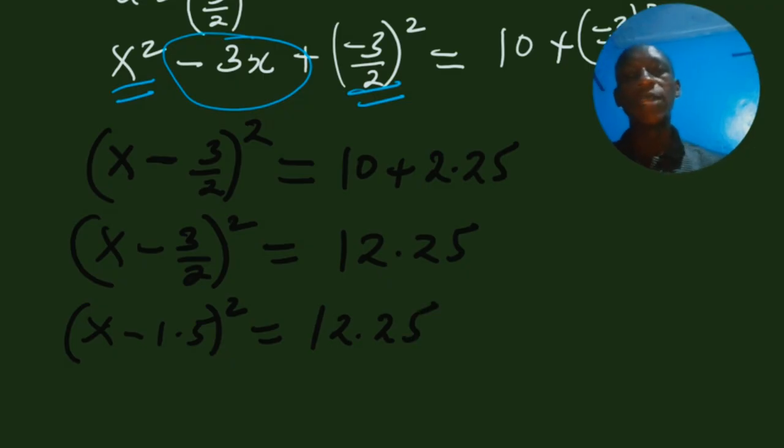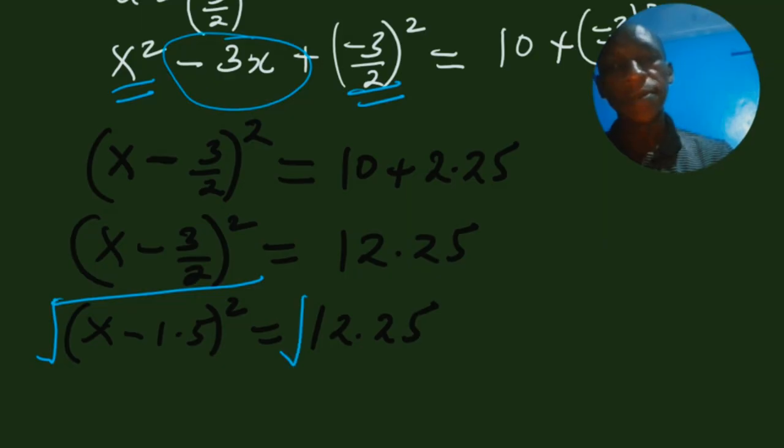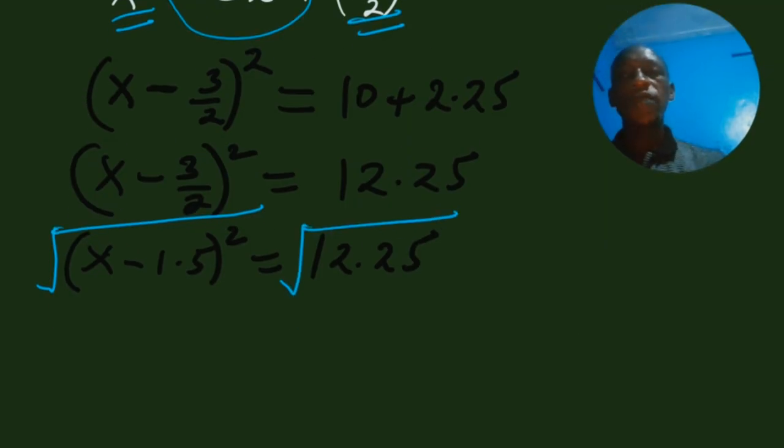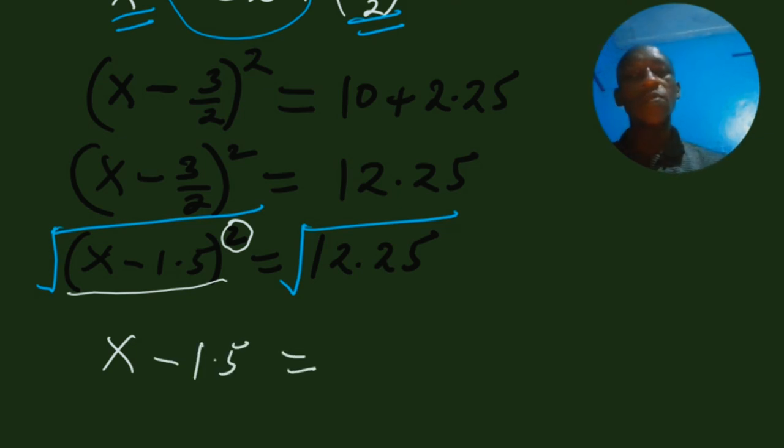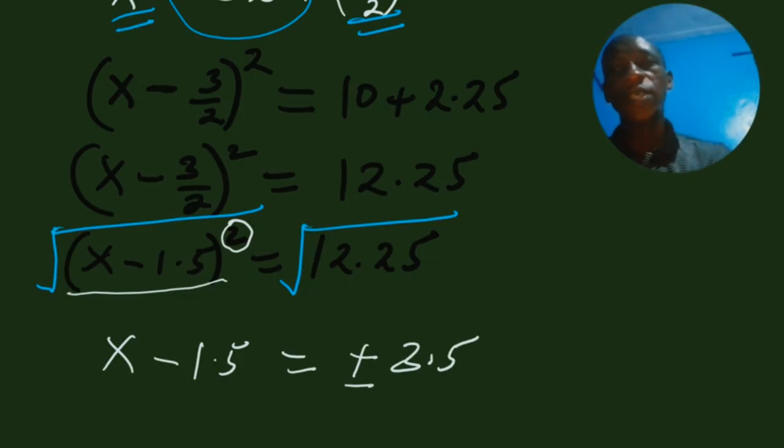At this point, find the square root of each side. If you find the square root of the left side, it will do away with this square so that we have the number in the bracket. So we are going to have x minus 1.5 is equal to the square root of 12.25, which is either positive 3.5 or negative 3.5. So what we are going to write here is plus or minus 3.5.